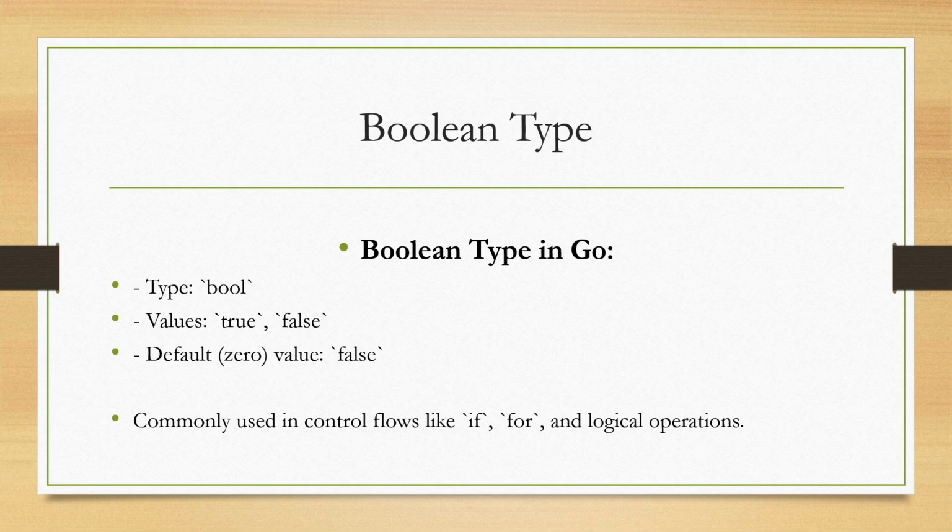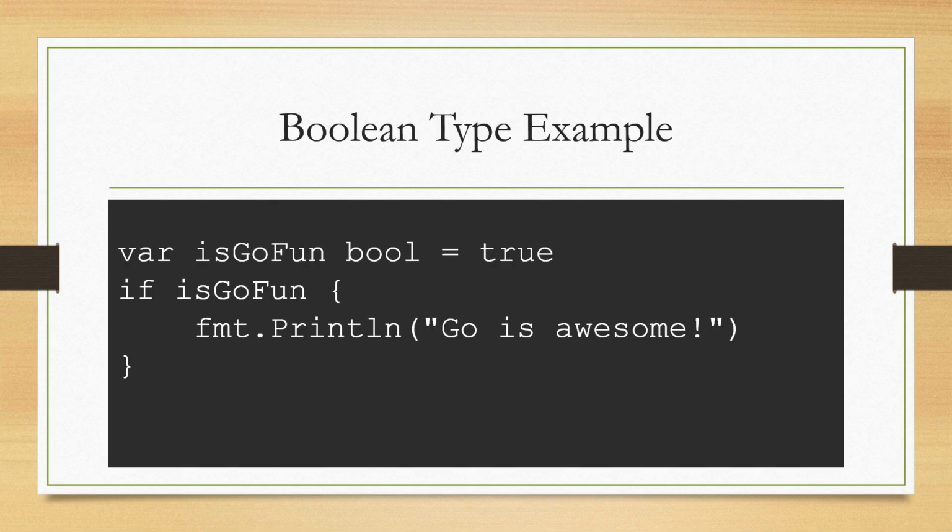Why does this matter? Well, think about when you are using if statements, like when you are checking a condition in your code. Bool values help make those decisions. So if something is true, the code inside your if statement runs, and if it is false, it will not. Here we have taken one example of a boolean type. Let's see it in the code.